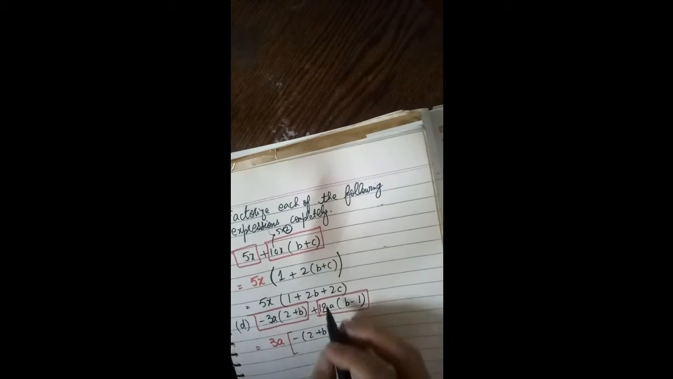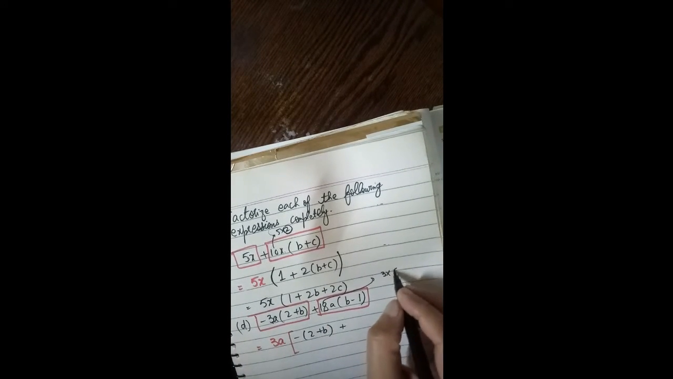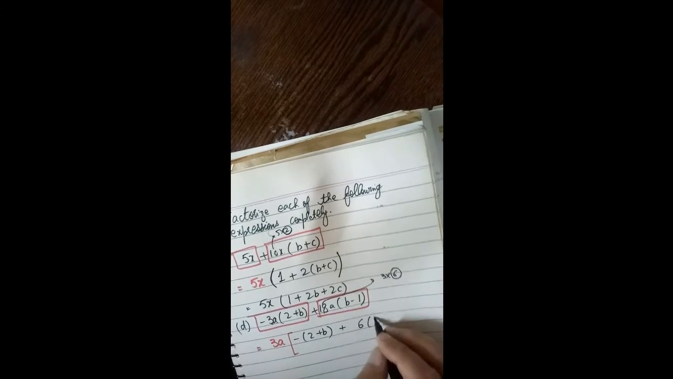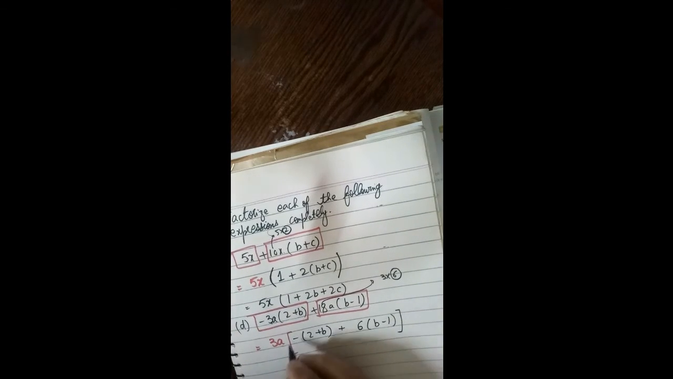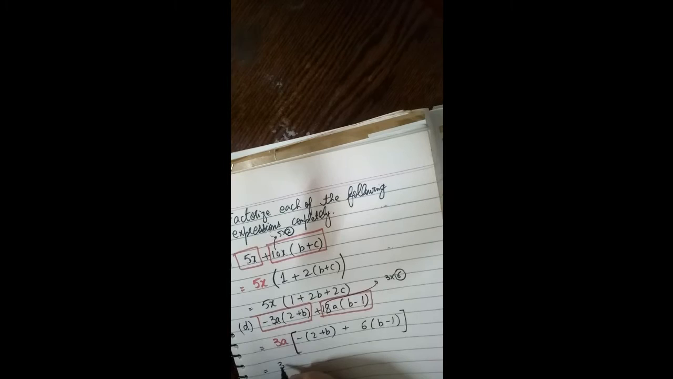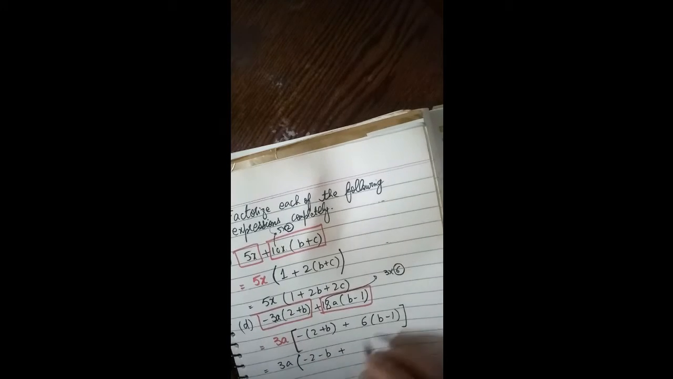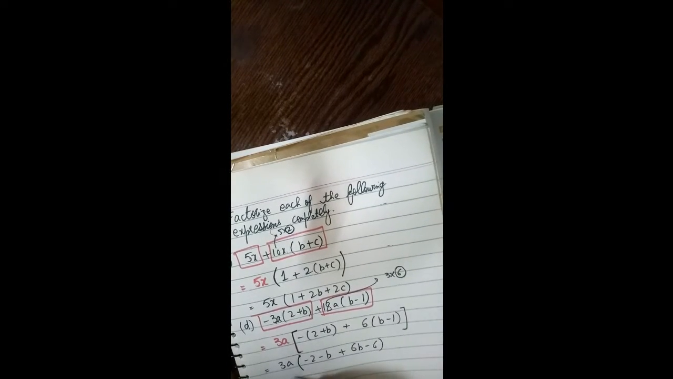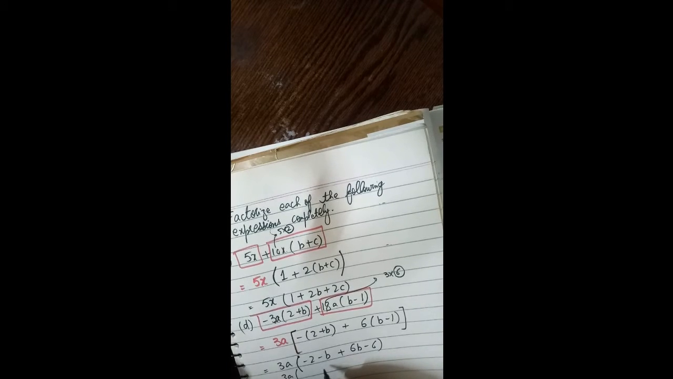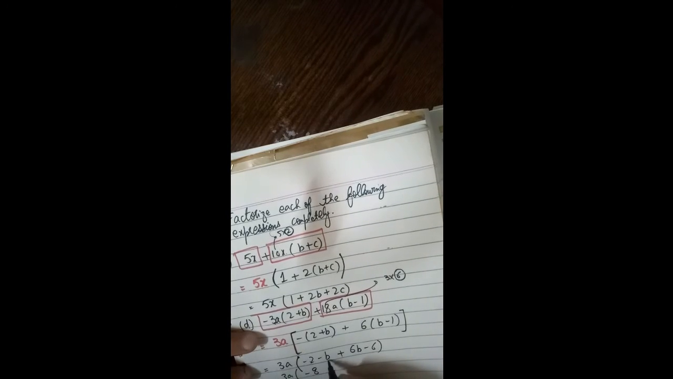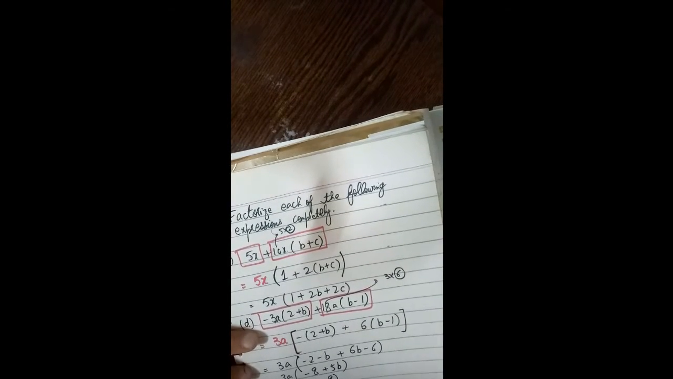For the second term, this 18 is actually 3 multiplied by 6. So it means 6 will be left over, and a is also taken out. So 6 into (b minus 1). Simplifying it, minus 2 minus b plus 6b minus 6. Inside the bracket, combining the terms, minus 2 minus 6 is minus 8. Similarly, minus b plus 6b gives you 5b, so 3a into (5b minus 8).